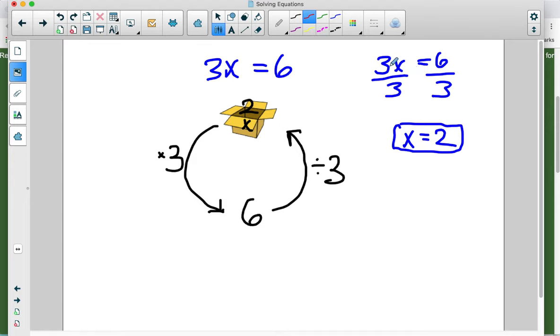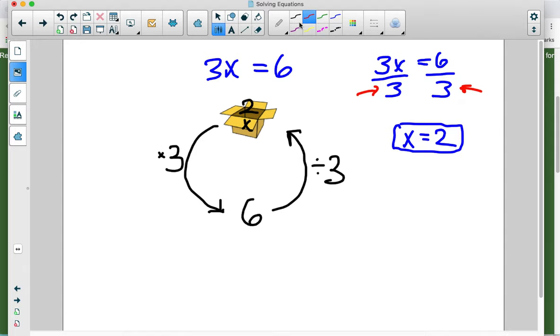What did we do in this situation? Well, whatever you do to one side of the equation, make sure you do to the other side. So they divided the 3 away on the left side, and they also divided the right side by 3. So how did we get to x equals 2?